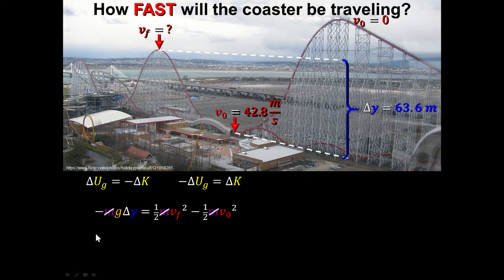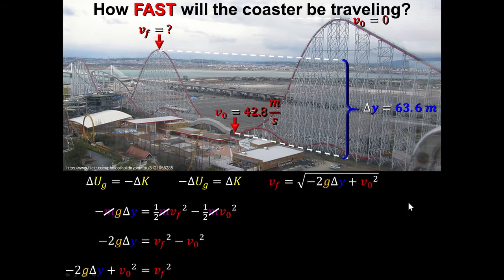And see, I have mass in every term here. It will cancel. And I have a half here and a half here, so I'm going to multiply everything through by 2. I'm trying to find out how fast it's finally going to be going. I will add this term to both sides. And then that's final velocity squared, so I have to take the square root.